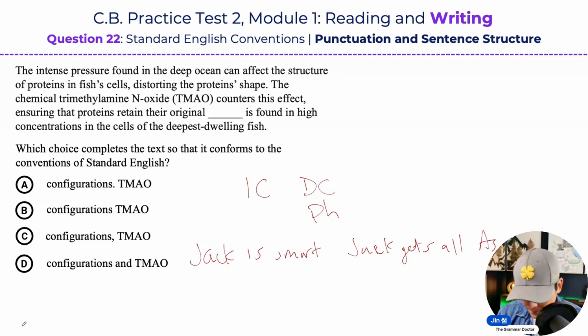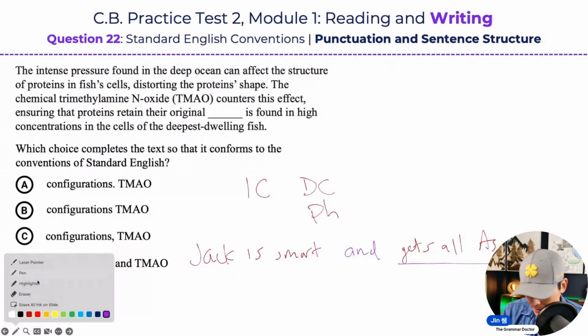Well, one of the ways to fix that is to turn one of these independent clauses into a not independent clause, right? So if I said, Jack is smart and gets good grades, right? That would be okay. Because now I've turned this second independent clause into a not independent clause, into just like a phrase, right? But this still creates a grammatical sentence, right? So the sentence structure is going to be correct here, okay? So that's what you have to know about run-on sentences on this test.